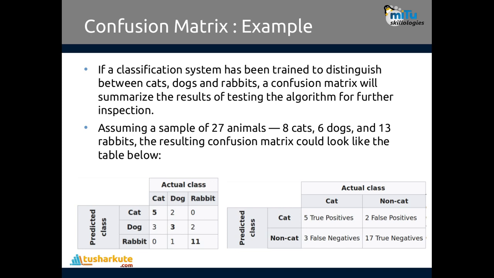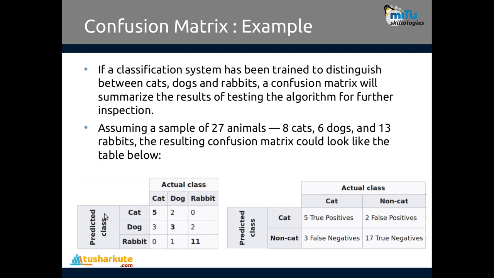Let's see this example. If a classification system has been trained to distinguish between cats, dogs and rabbits, a confusion matrix will summarize the result of testing the algorithm for further inspection. Assuming a sample of 27 animals, just take an example. I want to predict whether the animal is a dog, cat or rabbit. So a total of 27 entries are there in the test data set. Out of 27, 8 are cats, 6 are dogs, and 13 are rabbits. And I am predicting the data on these 27 with a machine learning algorithm. So it shows the confusion matrix in this way.